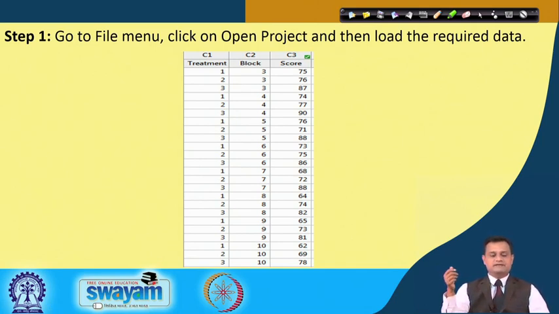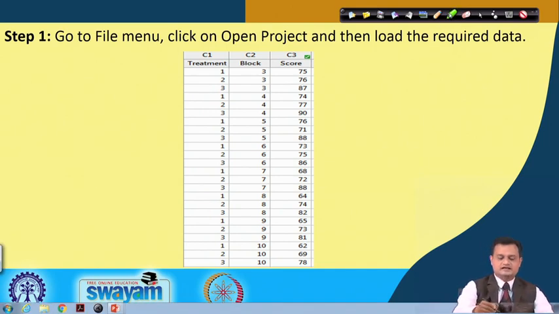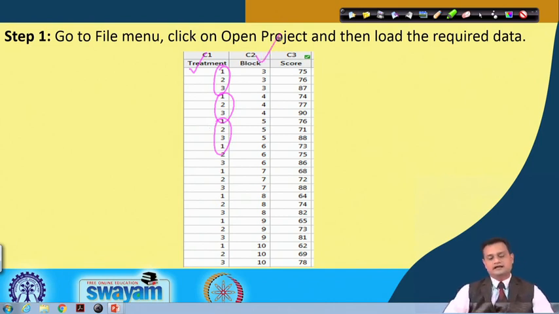Once you have understood that you have 30 auditors to be evaluated, in step 1 in Minitab, go to the file menu, then click on open project or new project, and load the required data. The data is very simple to interpret. You have treatment 1, 2, 3, 1, 2, 3, 1, 2, 3 put in. Then you have the block and then you have the score. Treatment means 3 different training methods, so I am repeating 1, 2, 3 in order to put my data in the desired format.